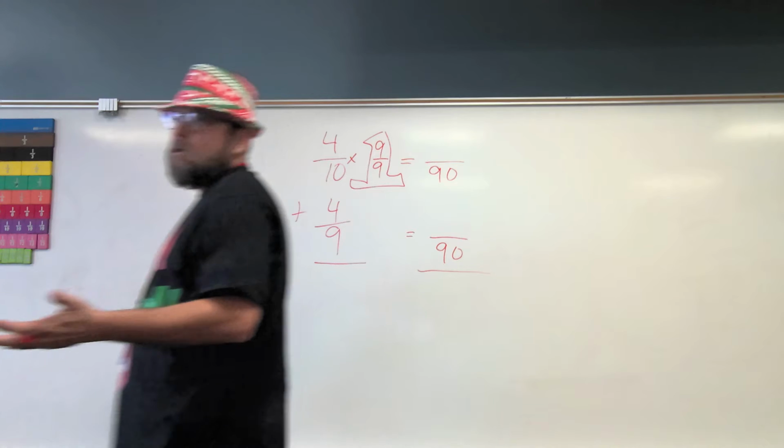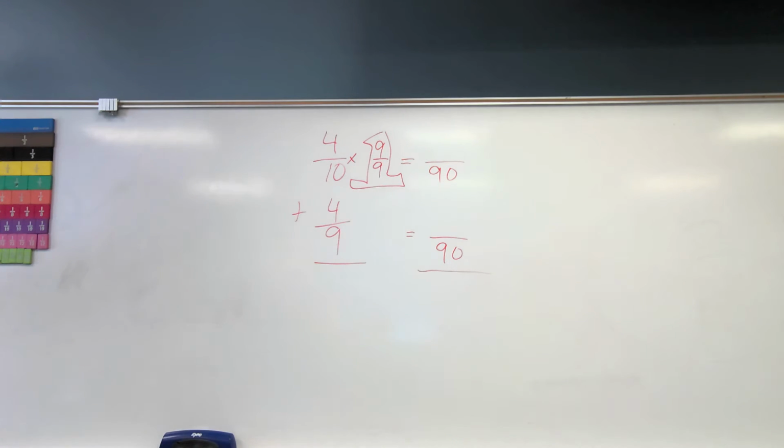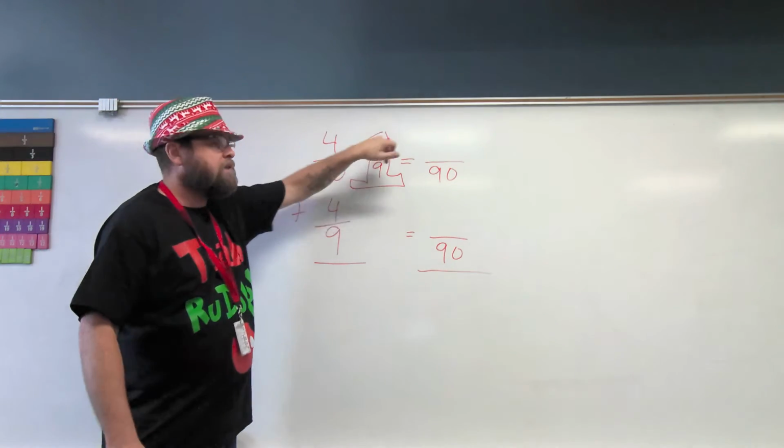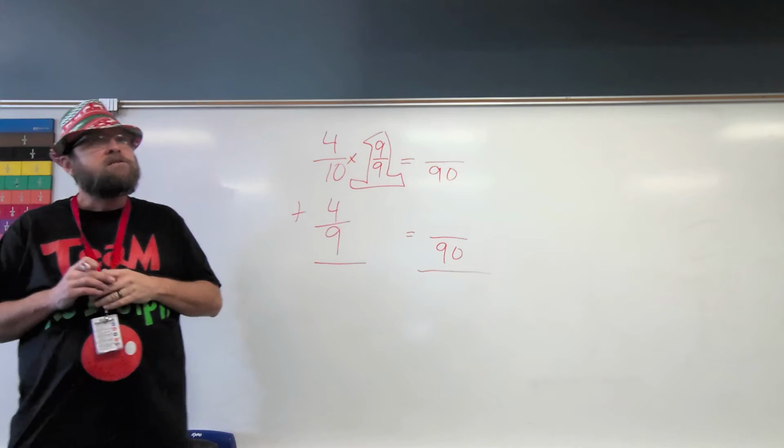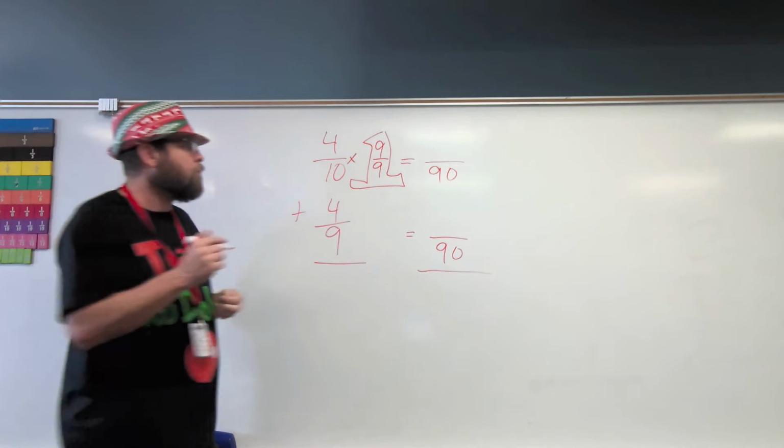So then Anthony, what would my numerator over 90 be? Because 4 times 9 is? That's such a big number. 36. Oh, 36.